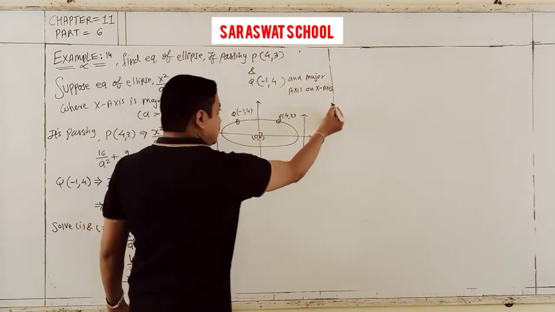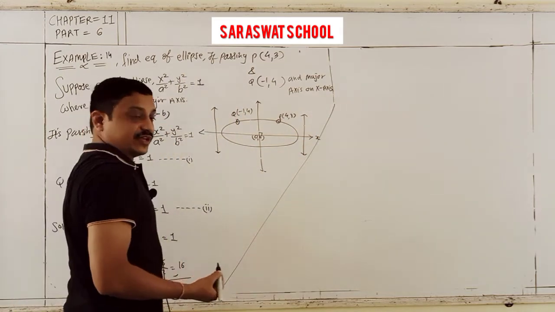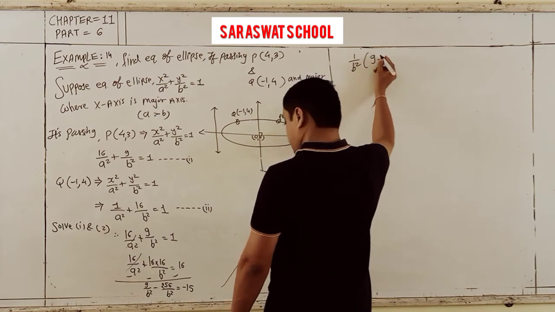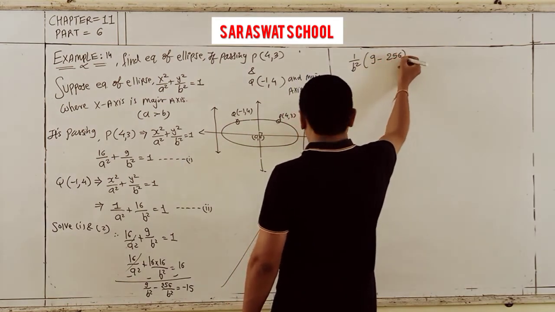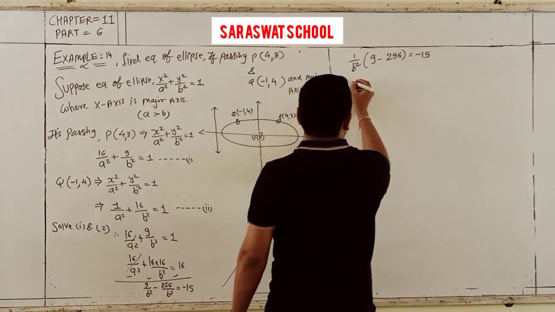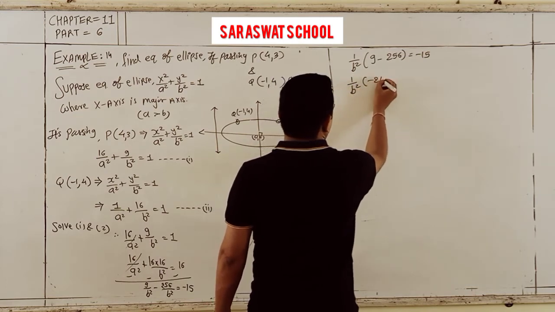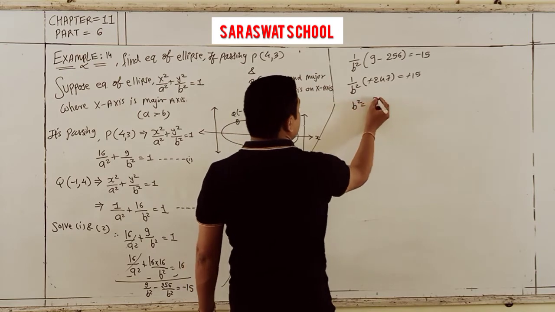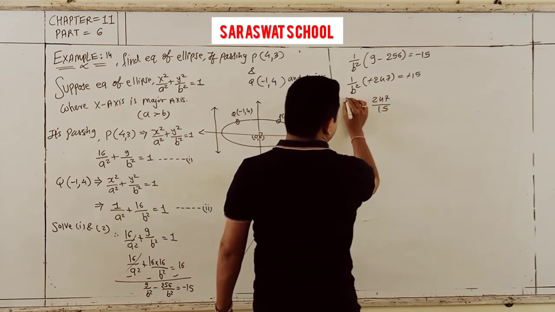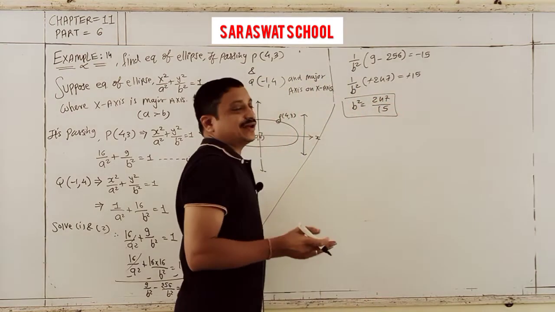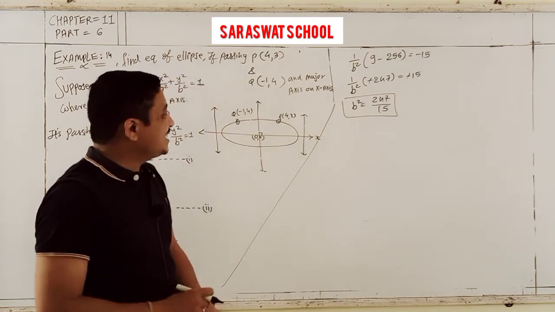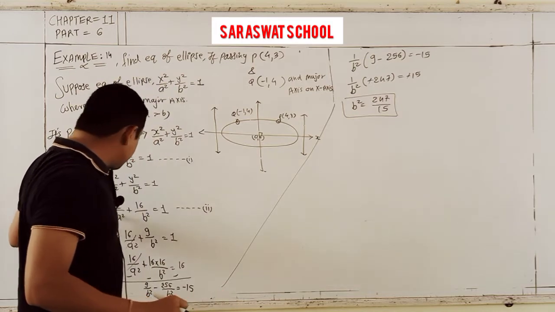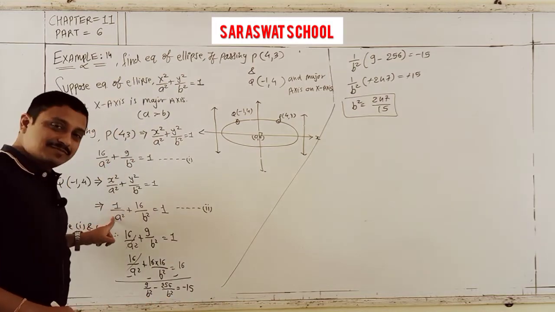So finally, taking 1 by b square common, 9 minus 256 is -15. So it is -247, minus minus gone. B square becomes 247 by 15. Yes, students, 247 and 9 become 256. Now b square is done. Now that b square you attach either here or here. I think this is the best way.